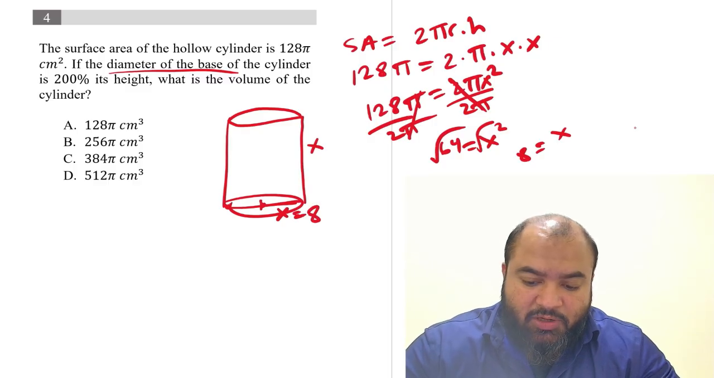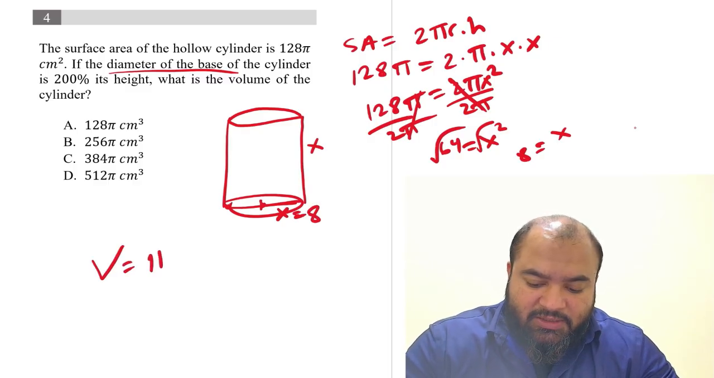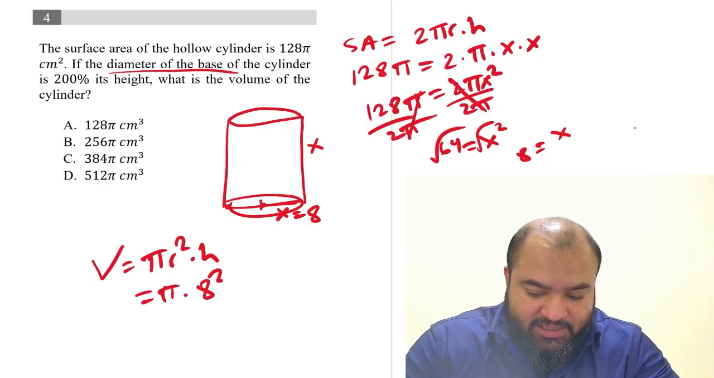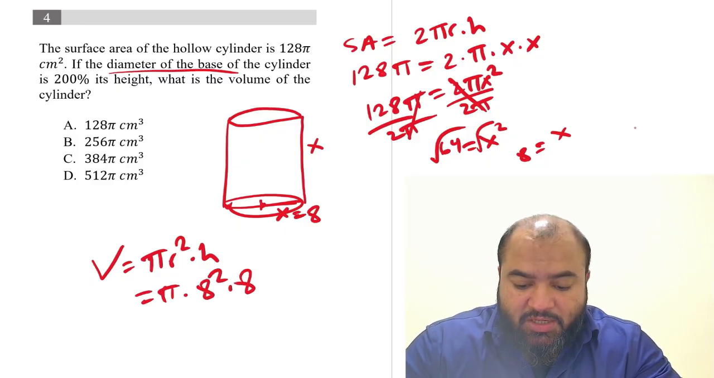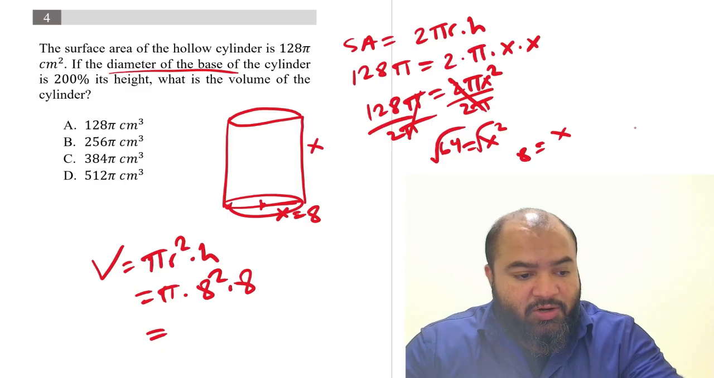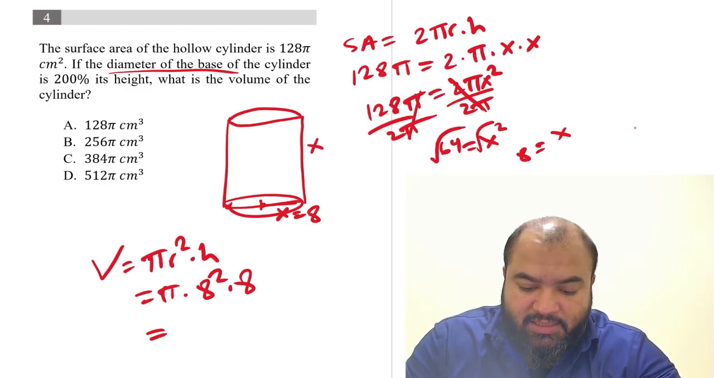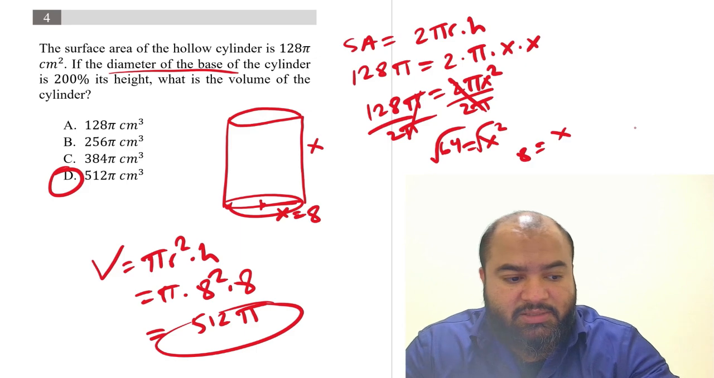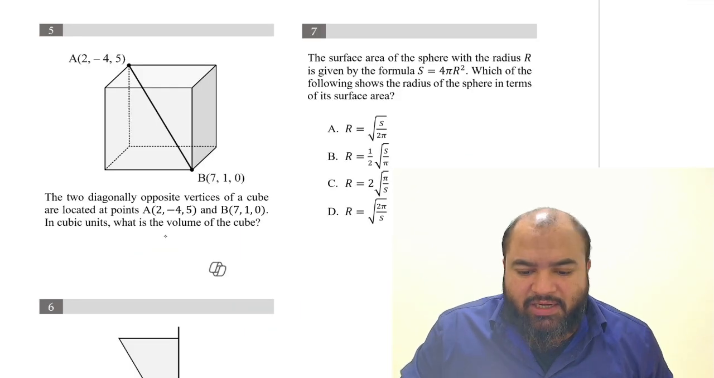Okay, now they said what is the volume of this cylinder? Volume is pi r squared times height. So pi times the radius is 8 squared times 8. So that's 64 times 8, that's 512 pi. So the answer is D as in dog. So these are like 3-dimensional shapes.